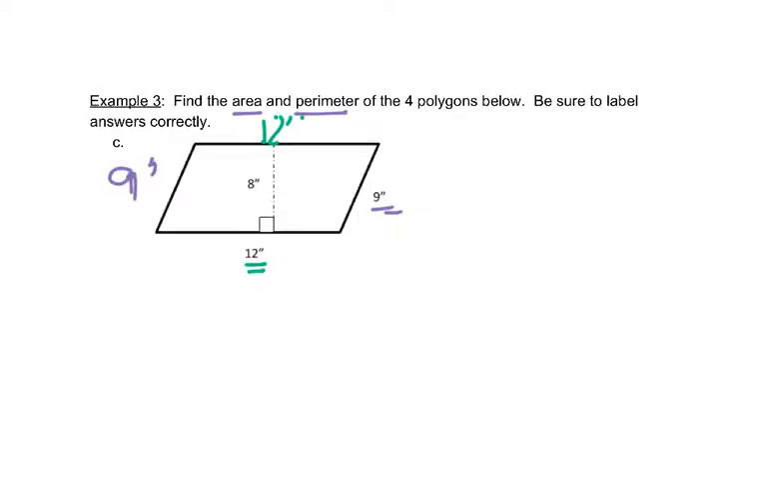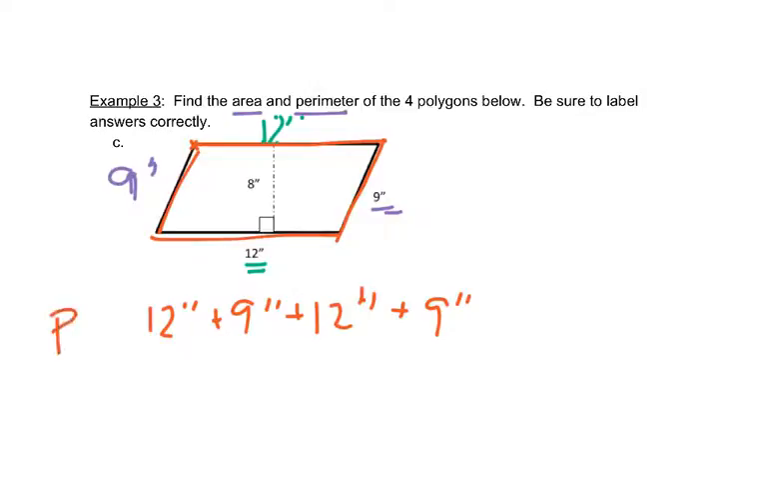So perimeter means we add up the distance around the outside. So if we pick a corner and start walking, we'd walk this side, which is 12 inches, and then this side, which is 9 inches, and then this side, which is 12 inches, and then finally that side, which is 9 inches. So if we add those up, the perimeter is equal to 42 inches.